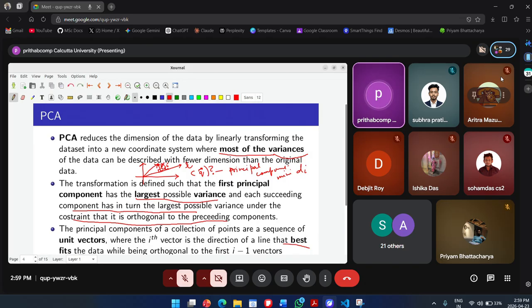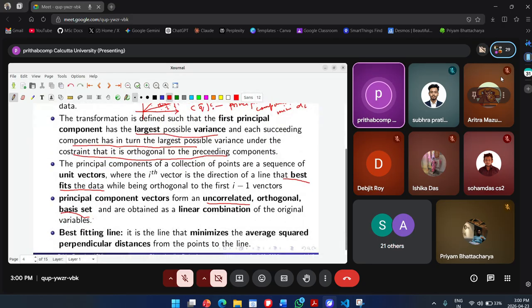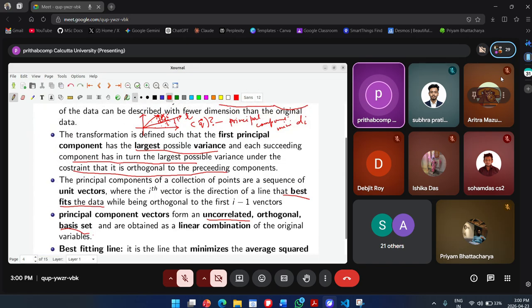Okay, and I want to do it for all points in the data set. So for every point we'll be having such perpendicular distances and I want to minimize that. So that is what is the best fitting line. It is the line that minimizes the average squared distance. Also, we'll be doing a square, as I was saying, whenever we are having a minimization function or something like that.